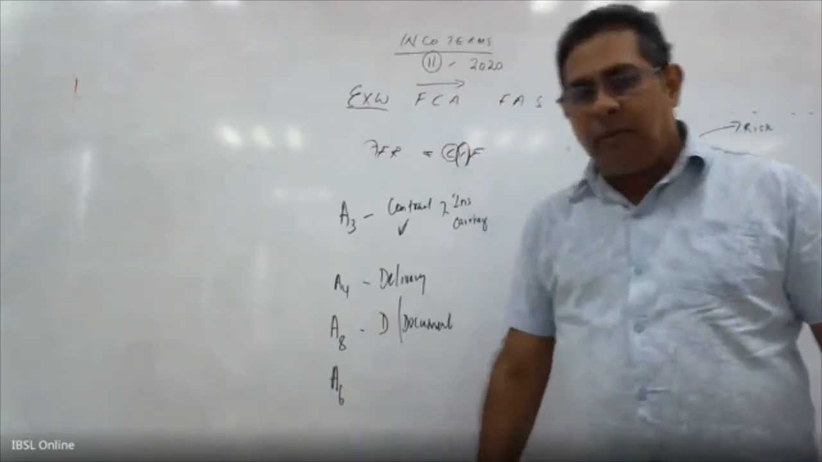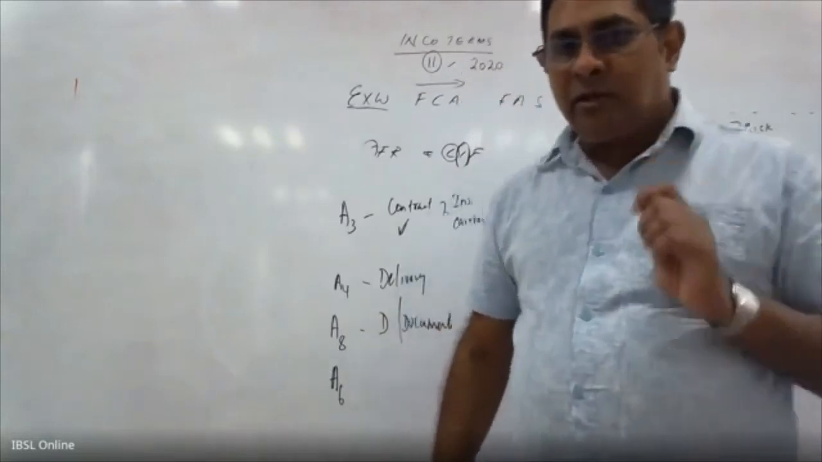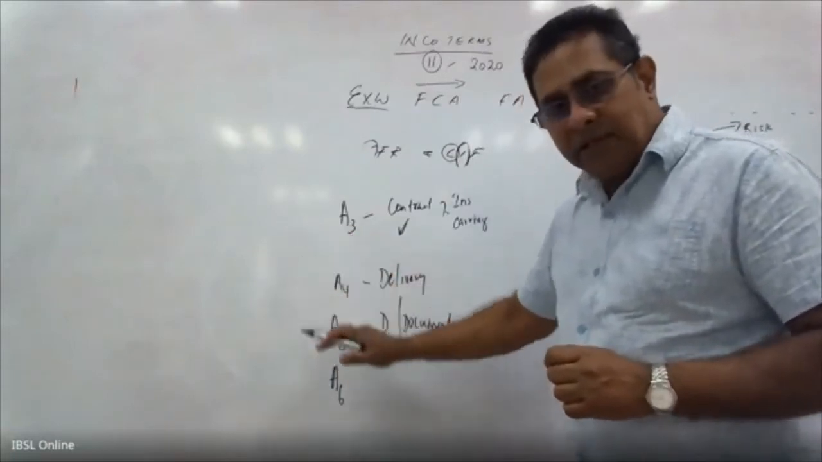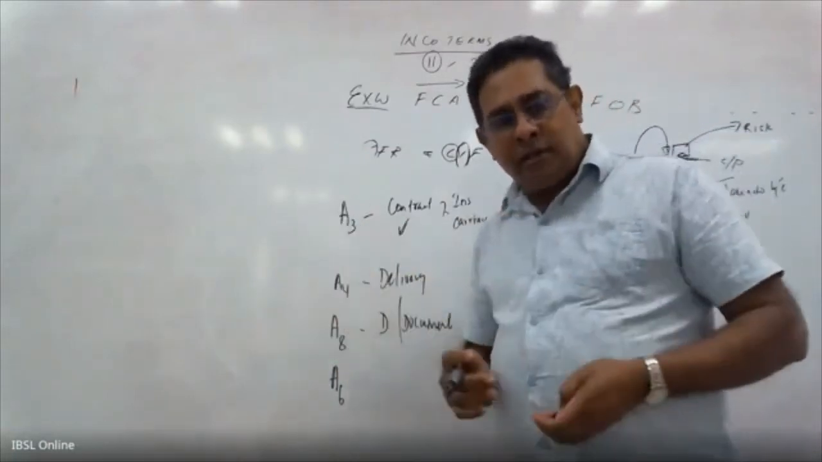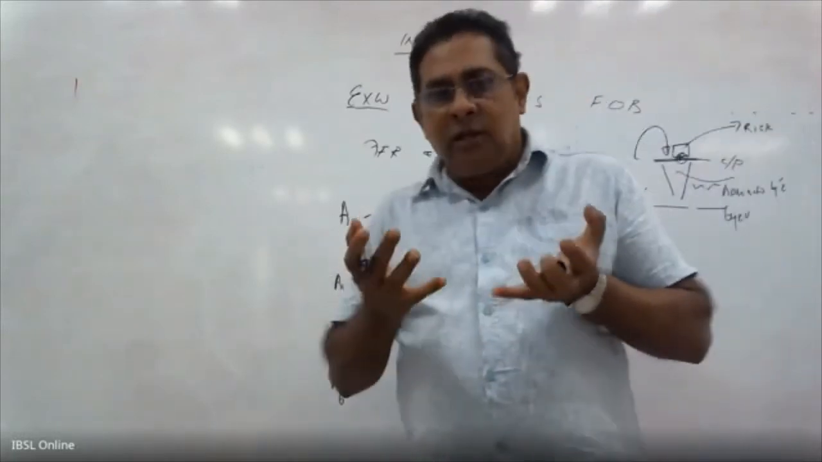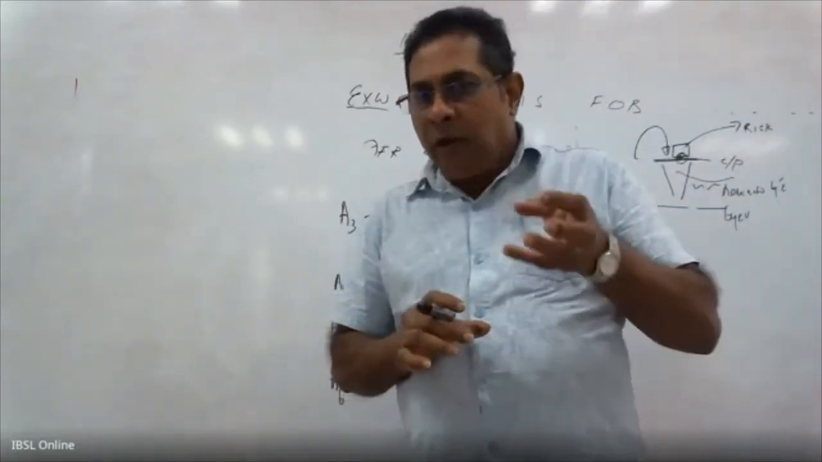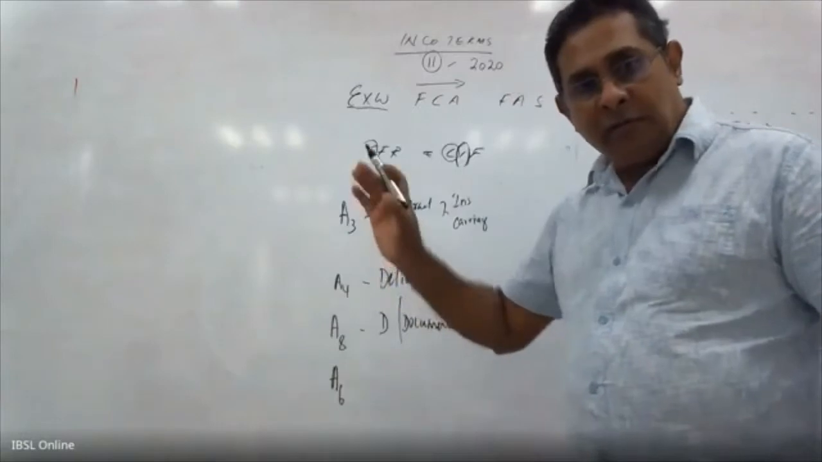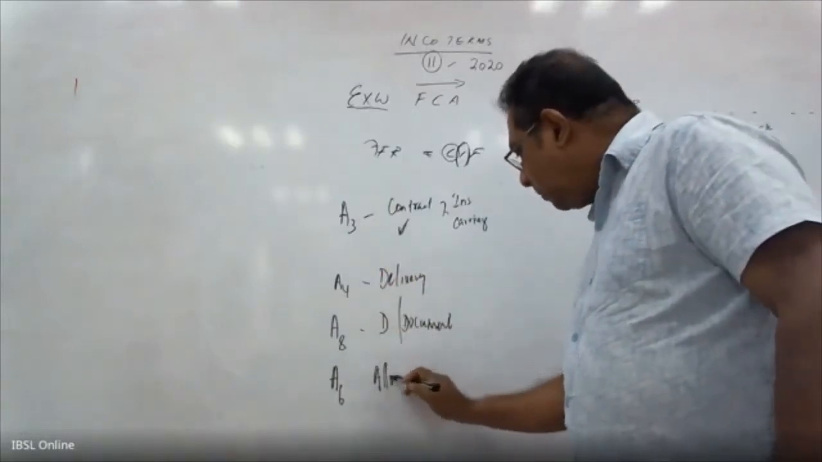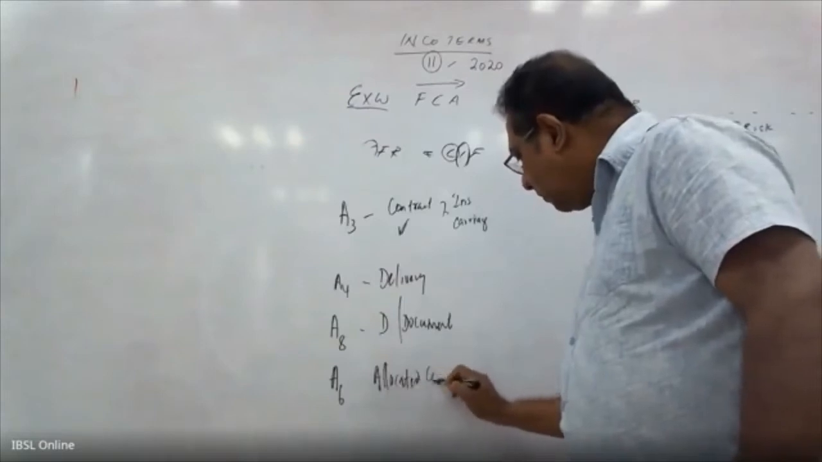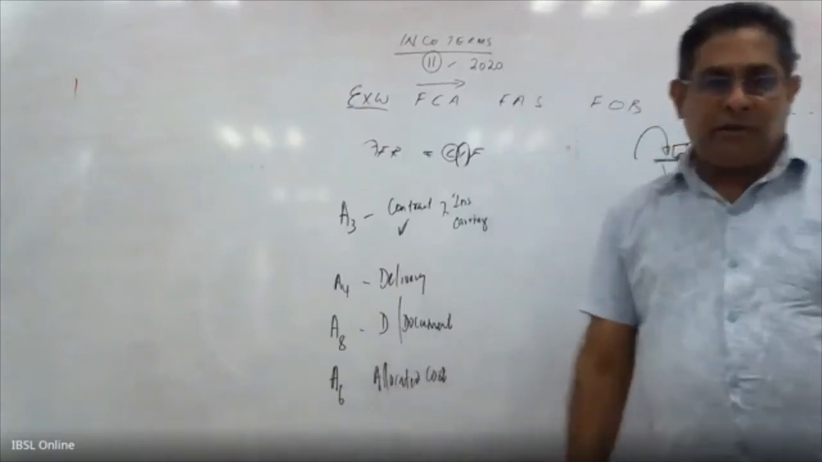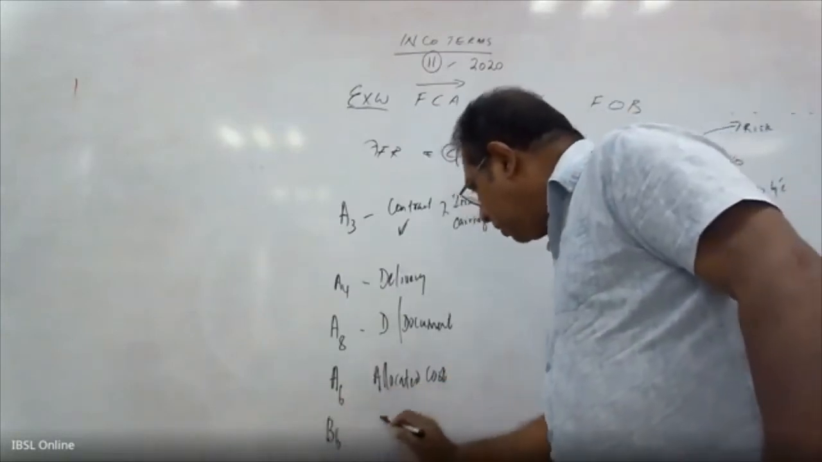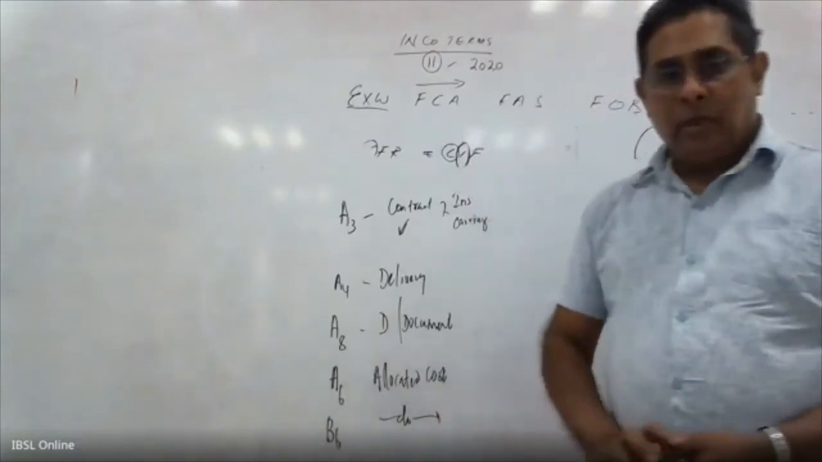A6 is not very important, but there were instances where questions were based on A6 also. When the seller does these obligations and tries to fulfill the obligation towards the buyer, he has to incur certain costs. So allocation of cost is denoted in A6. Allocated cost for the seller on behalf of the buyer. Likewise in B6, you get the allocated cost from buyer to seller.